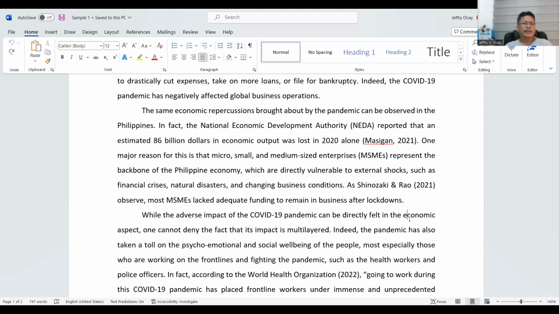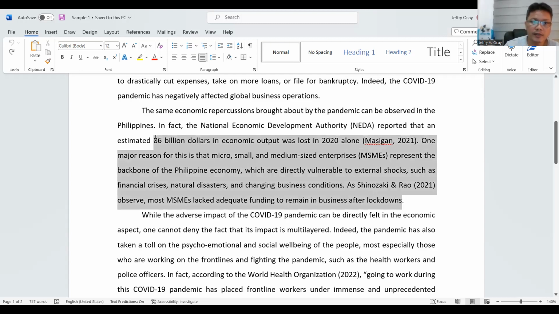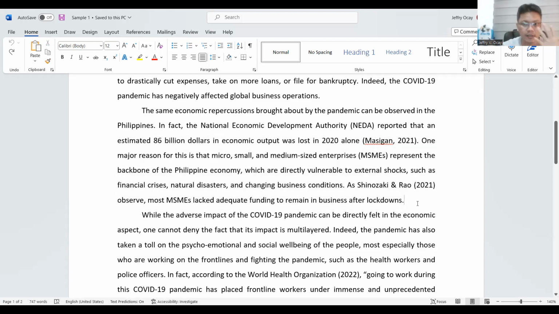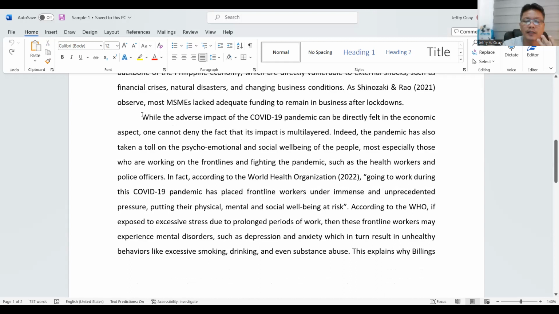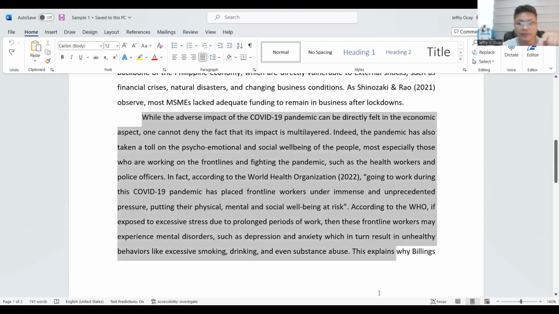One major reason for this is that micro, small, and medium-sized enterprises represent the backbone of the Philippine economy, which are directly vulnerable to external shocks such as financial crisis, natural disasters, and changing business conditions. As Shinozaki and Rao observed, most MSMEs lack adequate funding to remain in business after lockdowns. So from this context, the discussion now moves to the problem of this research.